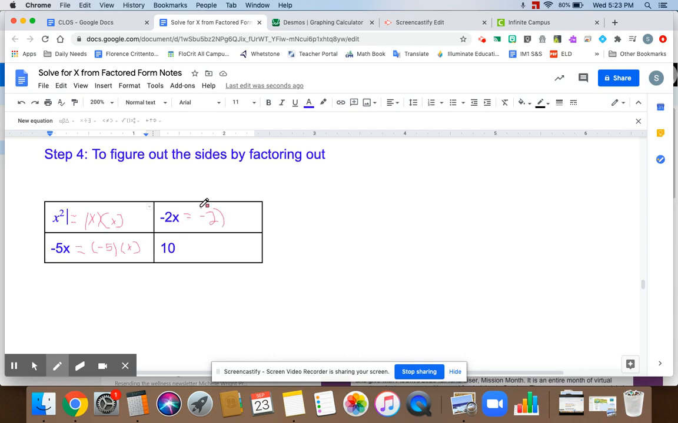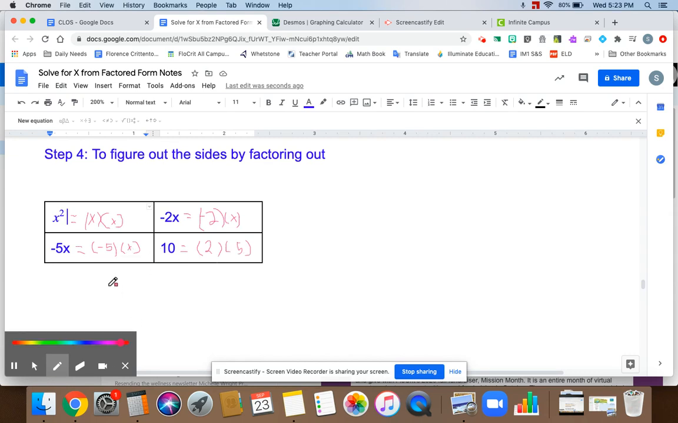-2x is just -2 times an x. And 10 can split apart in many ways. It could either be 1 and 10 or 2 and 5. But since this one has a 2 and this one has a 5, I'm going to use 2 and 5.